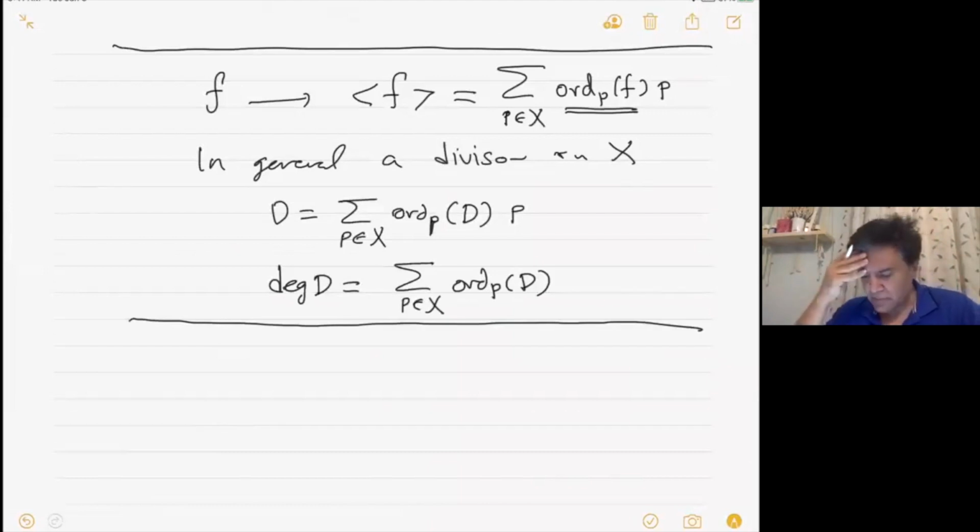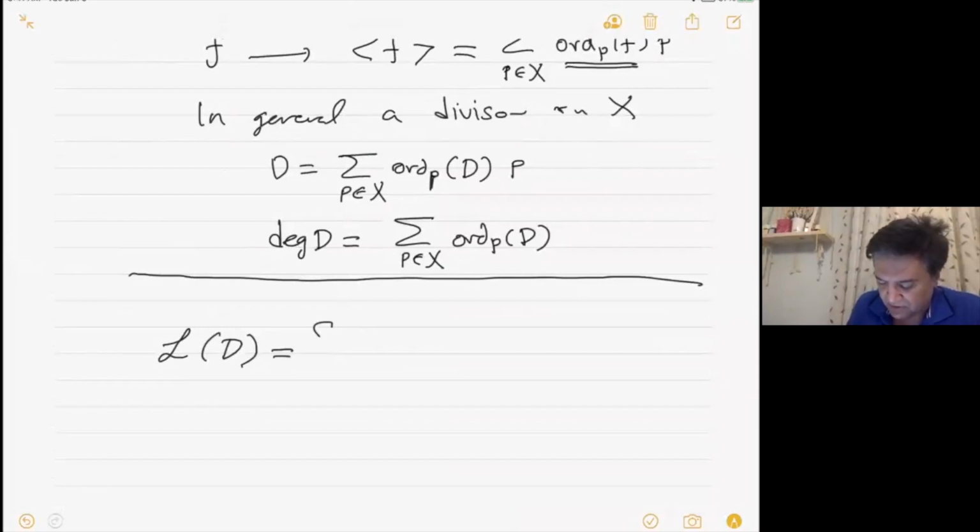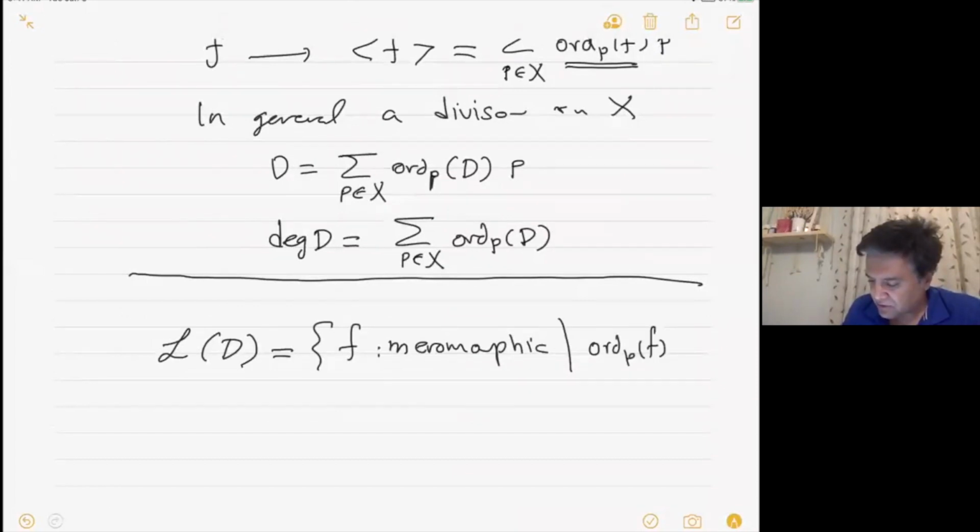Okay. So how do we use this divisor D in order to pin down sub-meromorphic functions inside the space of all meromorphic functions is via this definition. This is one of the more important definitions in the theory of Riemann-Roch, the classical theory of Riemann-Roch. So given a divisor D, I define a subspace of meromorphic functions: all meromorphic functions f such that ord_P of f plus ord_P of D is bigger than or equal to 0.